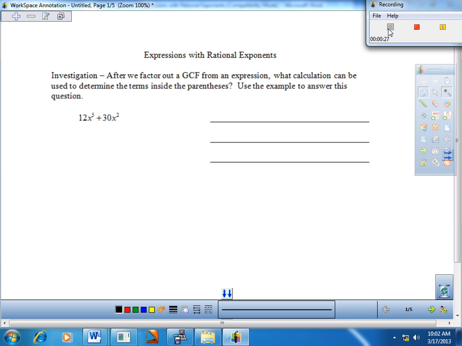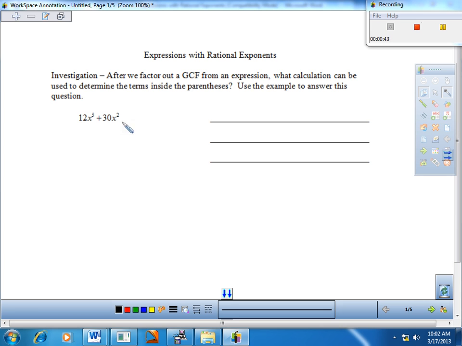So let's see, there's an investigation at the top there, and let me read what we have. After we factor out a GCF from an expression, what calculation can be used to determine the terms inside the parentheses? Use the example to answer this question. So nice and simple here.